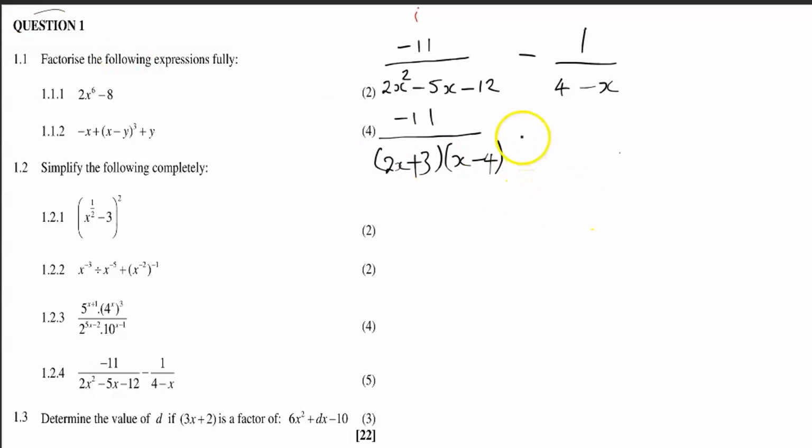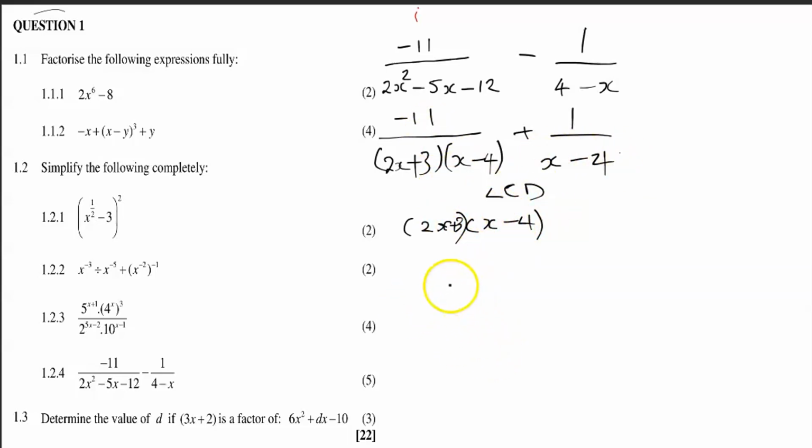Then from there we say plus 1 over x minus 4. Then you can see here we've got x minus 4, which is the same thing. We just have to find the LCD. So it's x minus 4 and 2x plus 3. So this is our LCD because you can divide this by this, or you can divide this by this and this by that. So now we can just write the LCD. So it's 2x plus 3, x minus 4.